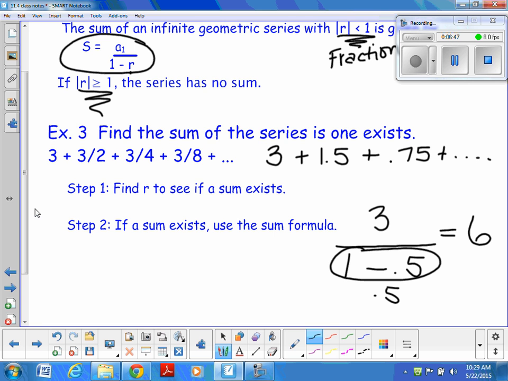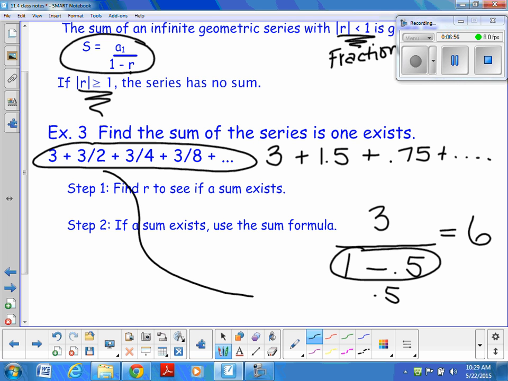If you added up this infinite series all the way out to the first 1,000 terms, what's it going to get closer and closer to? What's the sum going to be? 6. Do you guys believe me that it adds up to 6? It'll never go past 6. Everybody understand why it wouldn't go past 6? Because those numbers are getting smaller and smaller, it's not even going to matter anymore, and that's why it's only going to get to 6.